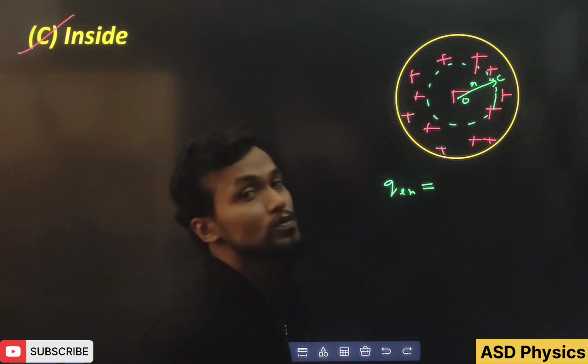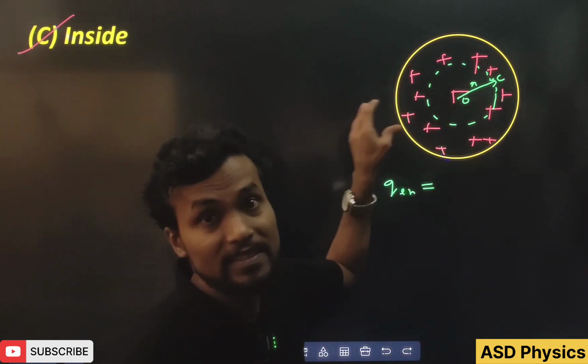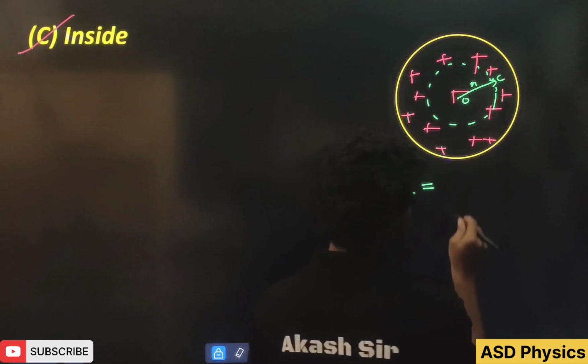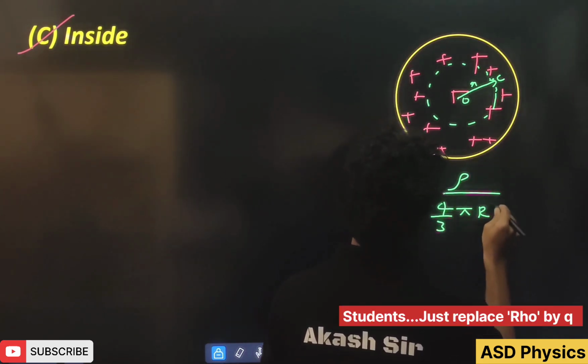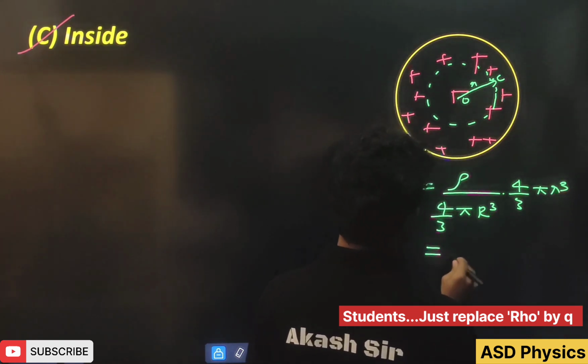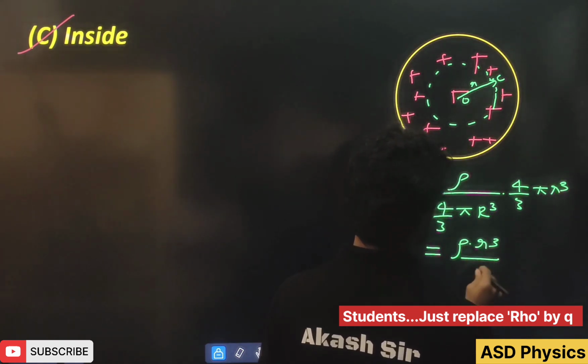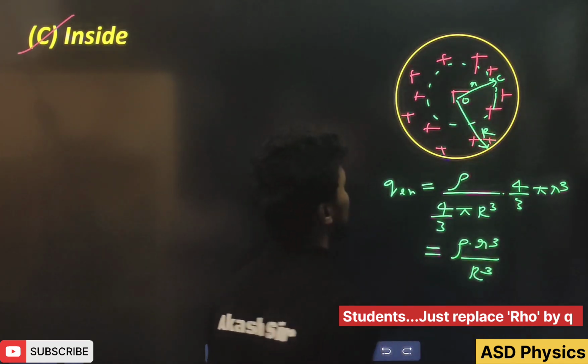Here we have to use volume charge density. Why? Because the charge is inside the body, inside the sphere. So Q enclosed is given by rho into 4 by 3 pi small r cube, and what will this come to? Rho small r cube by capital R cube. And what is capital R? Capital R is the radius of the sphere.